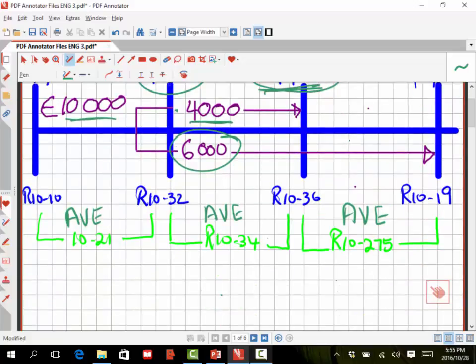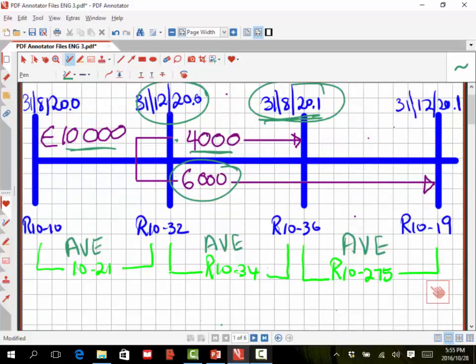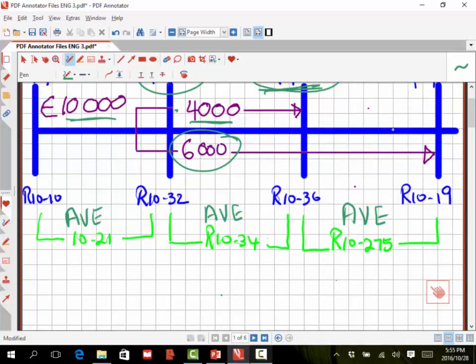Now there's two ways you can do it. You can either first do the adjustment to take that 4,000 to the spot rate at 31st of August, or you can do a combination journal. Now when you do a combination journal, you can say the 4,000 was outstanding at 10 rand 32, which is this right here, equals 41,280. So that was a creditor at the 31st of December 20.0.